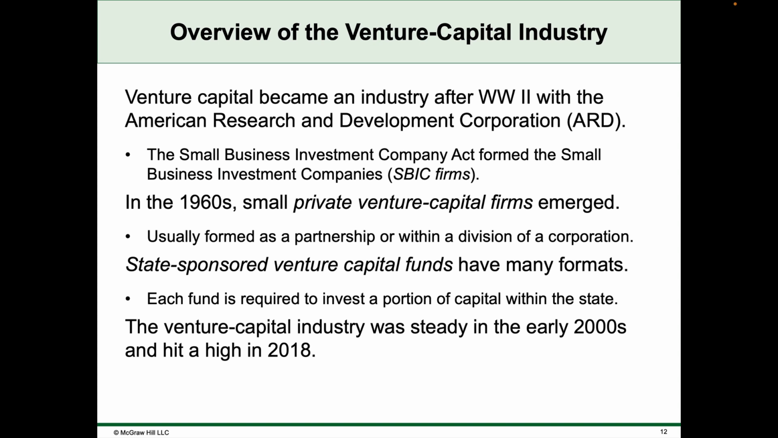During the late 1960s, small private venture capital firms emerged, usually formed as limited partnerships with the venture capital company acting as general partner. The limited partners, usually insurance companies, endowment funds, bank trust departments, pension funds, and wealthy individuals and families, supply the funding. There are over 900 venture capital establishments in the United States.